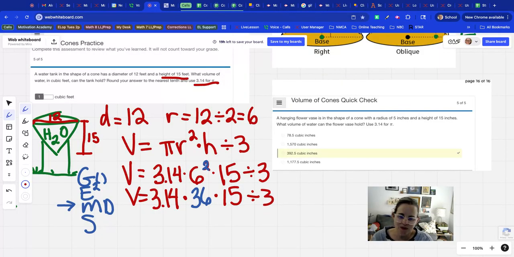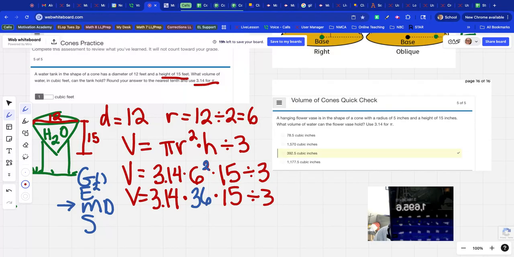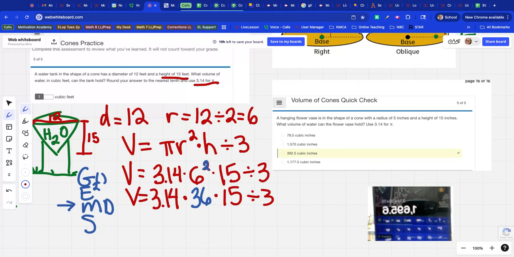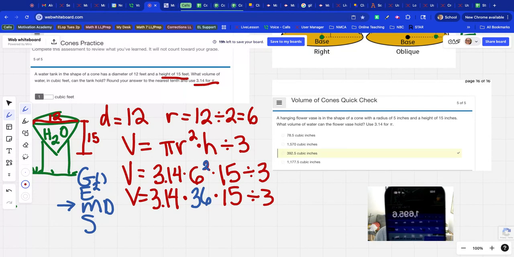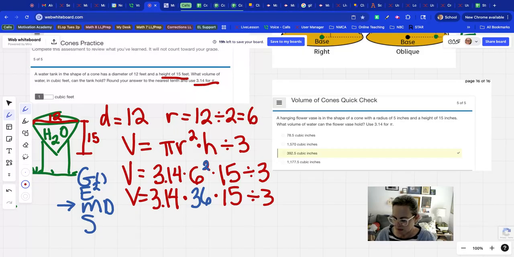All right, so now I'm going to go ahead and multiply 3.14 times 36 times 15. I'm going to multiply that whole chunk all together, okay? So 3.14 times 36 times 15. You can see I entered it all together. So that's getting me 1,695.6. 1,695.6 is what I got.